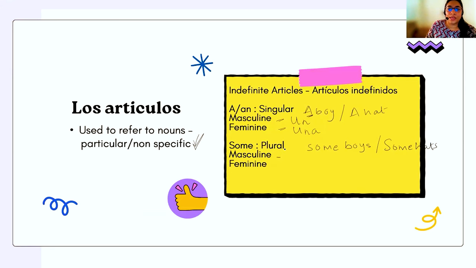Now for the plural, when you're referring to a masculine plural noun and you want to use an indefinite article, you're going to say unos. When you're talking about a feminine plural noun and you want to use an indefinite article, you're going to say unas. So when you use a or an in English and you want to use the same in Spanish, you first have to understand if your noun is masculine or feminine. If it's a masculine noun, use un. If it's a feminine noun, use una. Similarly, when in English we use some for plural nouns, in Spanish, again, you have to make the distinction if it's a masculine noun or a feminine noun. If it's a masculine plural noun, please use unos. And if it's a feminine plural noun, use unas.